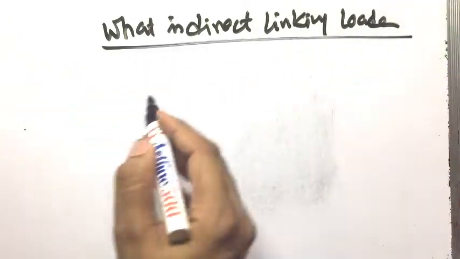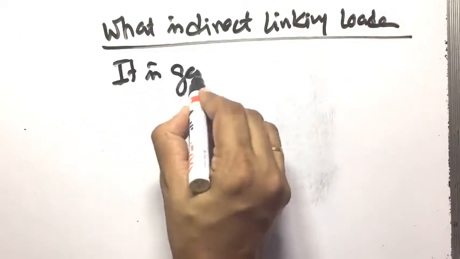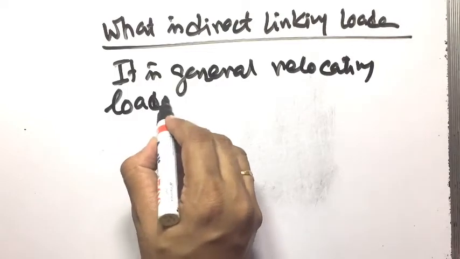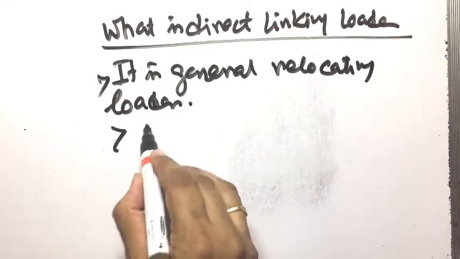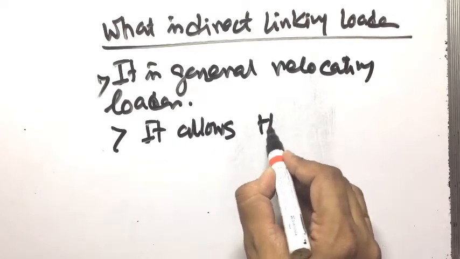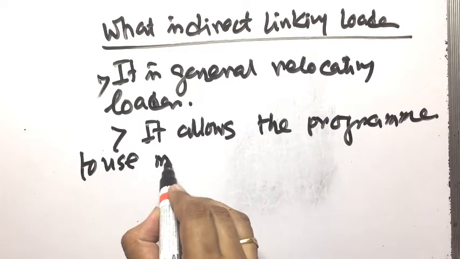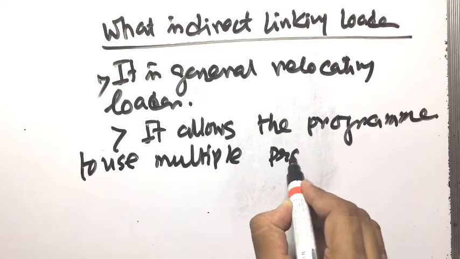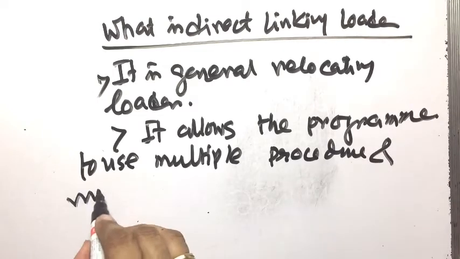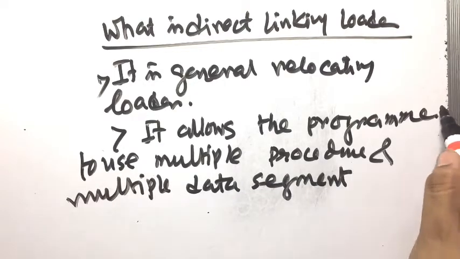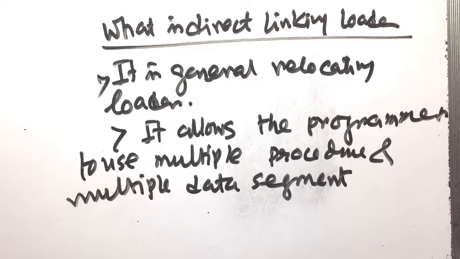This is question number 3. Next, 4. What is direct linking loader? It is a general relocating loader. It allows the programmer to use multiple procedure and multiple data segments. So it is one of the relocating loaders.